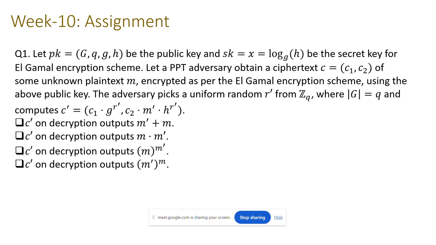The adversary picks a uniform random R dash from ZQ, where size of G is Q, and computes the ciphertext C dash. The first component of C dash is computed as C1 multiplied with G to the power R dash, and the second component of C dash is computed as C2 multiplied with M dash multiplied with H to the power R dash. Now you have to comment on what is the underlying plaintext of this modified ciphertext C dash. I think a similar question was discussed last week also, so would anyone like to answer?